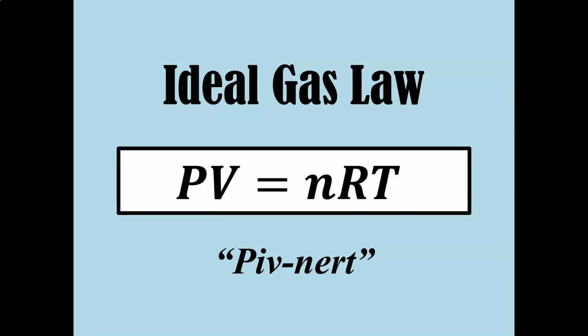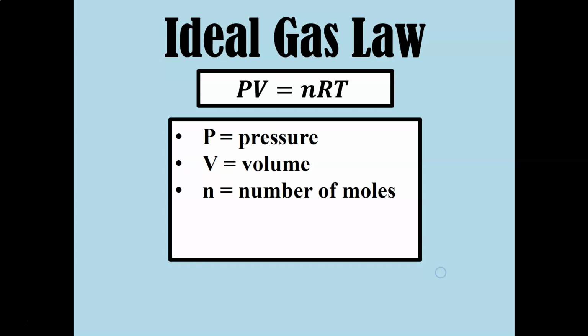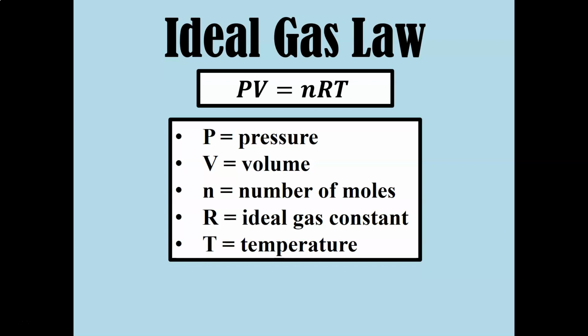Some of these variables are probably familiar to you. Some of them maybe are not. So let's walk through what each of these letters stands for. P is pressure. We've seen that already. V is volume. N is going to be the number of moles. R is something that's probably new to you. It's called the ideal gas constant. And T is temperature in kelvins.